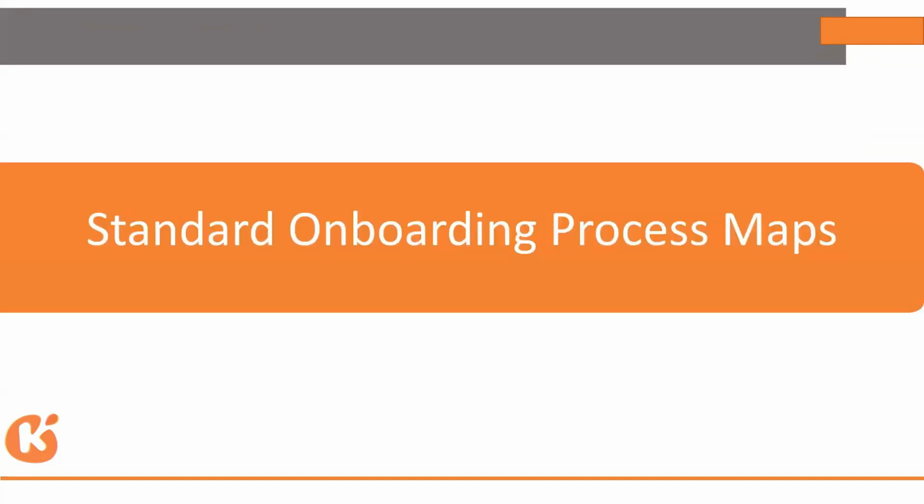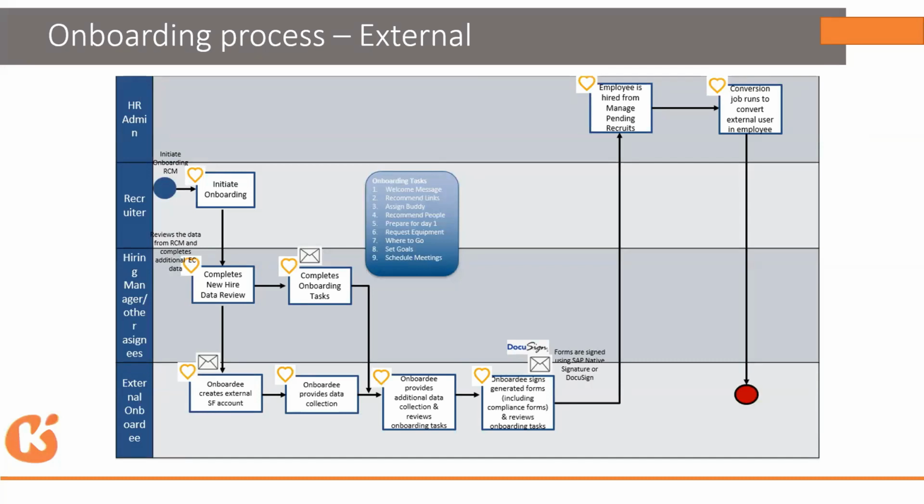So coming to the standard onboarding process. This is the onboarding process map, for the standard onboarding process. There will be different roles. At the end of RCM is where you start the onboarding. Once the candidate lands in the ready to hire stage, onboarding will get initiated. From there until they hire the employee, that is where the onboarding process runs.